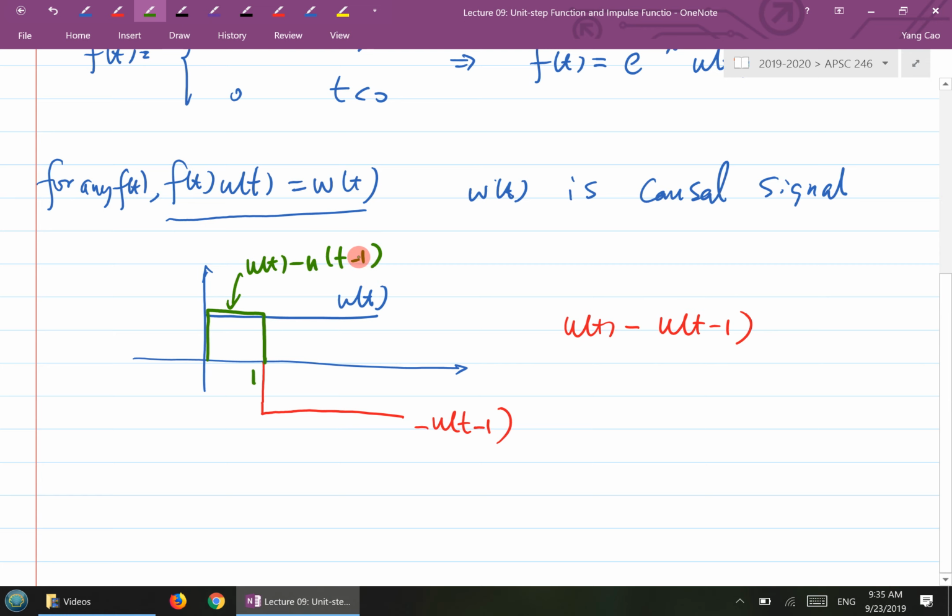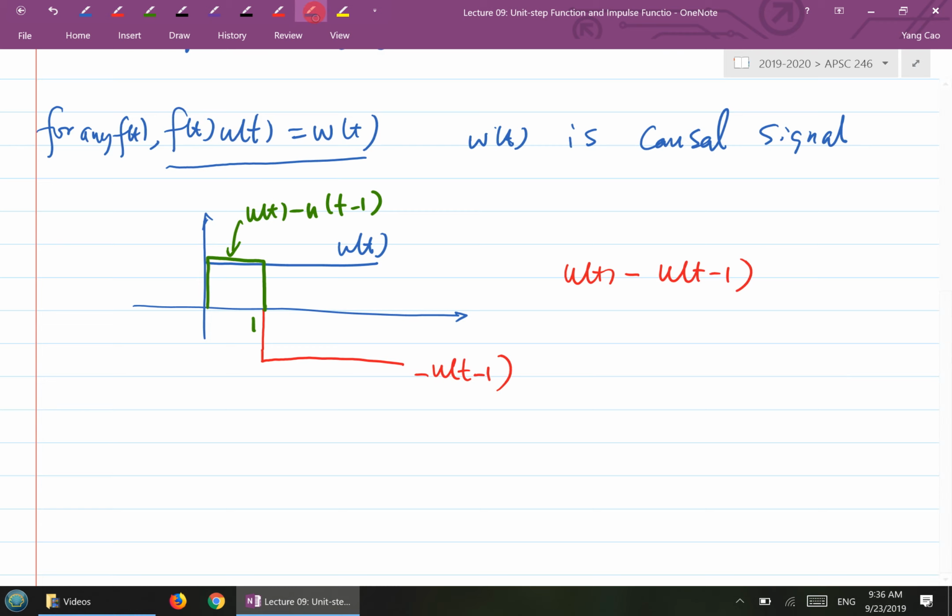a rectangular box. This rectangular box is very special. It can be used as a cookie cutter. A cookie cutter means that when you multiply anything with this box, everything outside the box will become 0, and anything within the box will not be changed, and will still be the same as your original curve. That's what we call a cookie cutter.